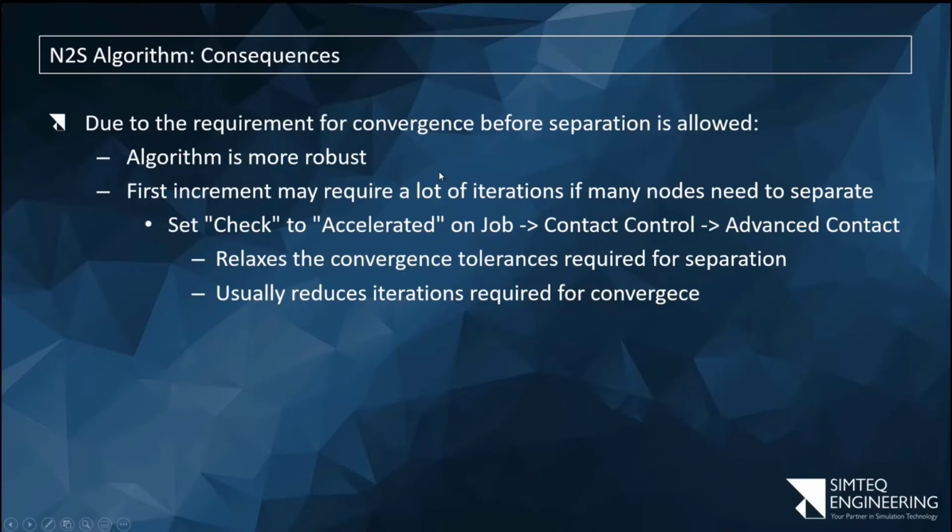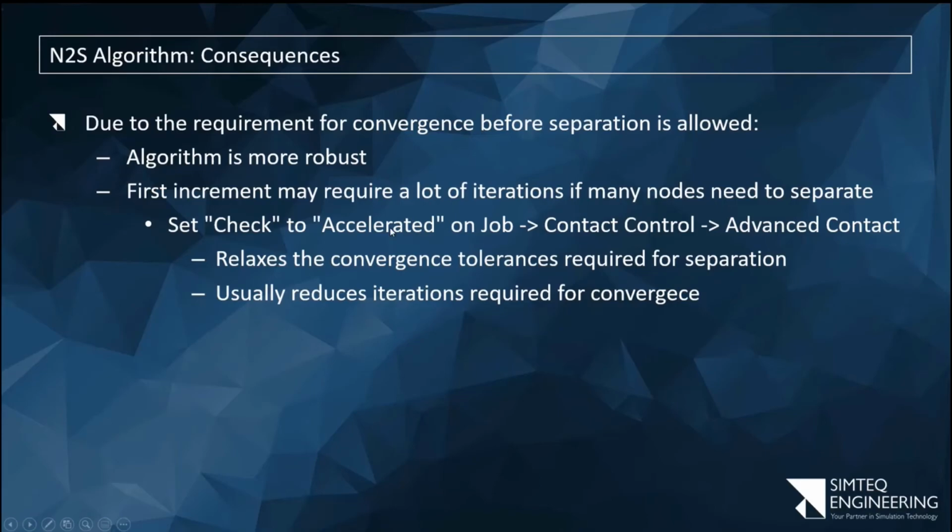The reason the separation is only allowed after convergence has been made is simply that this allows for a much more robust algorithm. If it separates too soon, Marc will start to chatter severely. Nodes come into contact and separate over and over, and it may actually cause divergence. So while it can, in some cases, significantly slow down the run, at least it's more robust and it should get to an answer. Now there is a workaround that they've added relatively recently, I think Marc 2020.